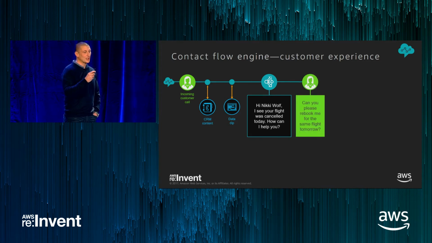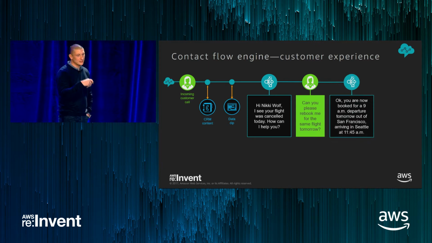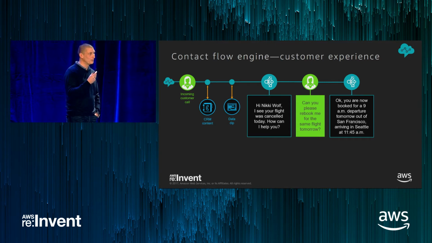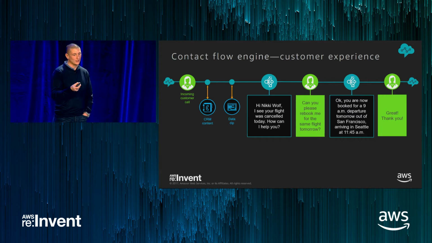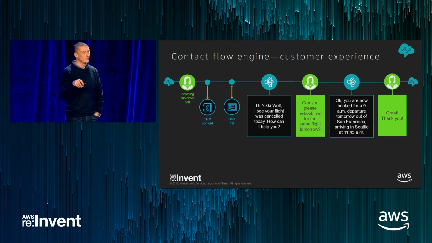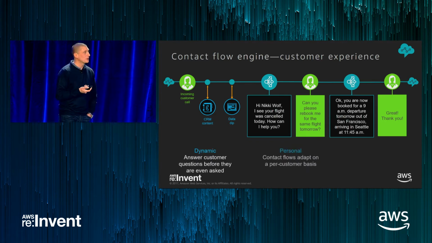So what this slide is showing is a dial coming in, doing a data dip, determining the context of the call, and asking a question based on the context of the caller. Then responding based on the accuracy of the response to give you to a point of booking a flight. So you can see that the flow is dynamic and it's personal.